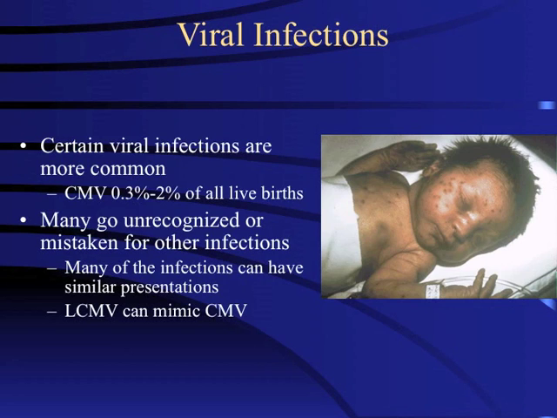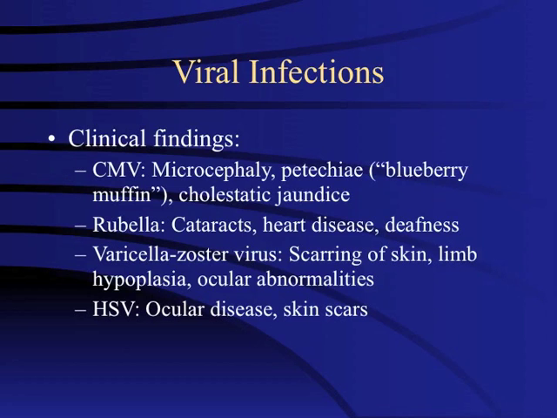In terms of the viral infections, CMV is the most common one, and is present in between 0.3 to 2% of all live births, depending on the case series that you looked at. Many can, as I said, go unrecognized or asymptomatic at birth. Some of these infections can also have very similar presentations, so it's very important to do a very good workup. Lymphocytic choriomeningitis virus can mimic CMV. A lot of times you think it's a classic CMV case and all the testing comes back negative. In that case, it might be worth testing for LCMV.